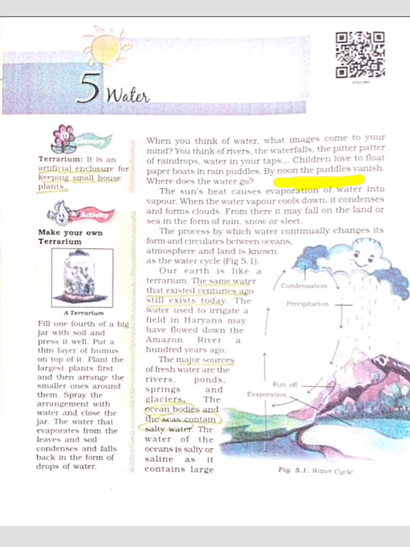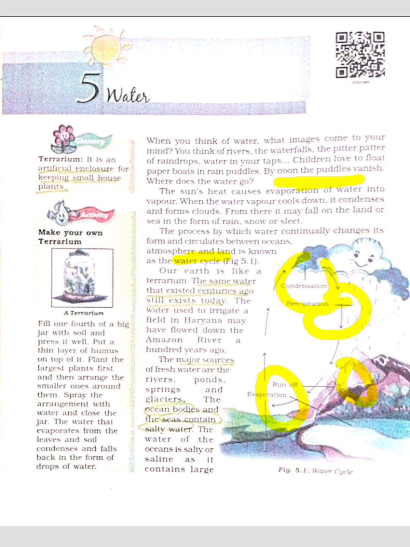The process by which water continuously changes its form and circulates between the ocean, atmosphere, and the land is known as the water cycle. It is the circulation of water in different forms. In the figure shown, there is evaporation and condensation, then precipitation, runoff, and then this process continues and repeats again. This is the water cycle.